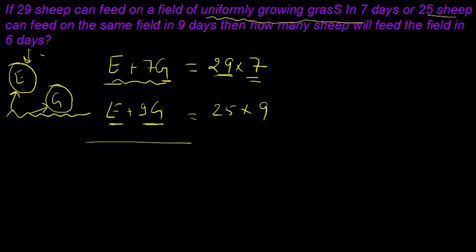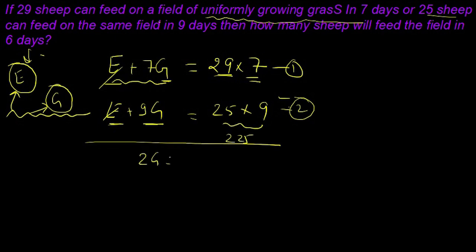Two equations are there. Let's subtract the first equation from the second one. Subtract E from E. So 9G minus 7G is 2G. 25 nines are 225 and 29 sevens are 203. 225 minus 203 is none other than 22. So the value of G is going to be 11.